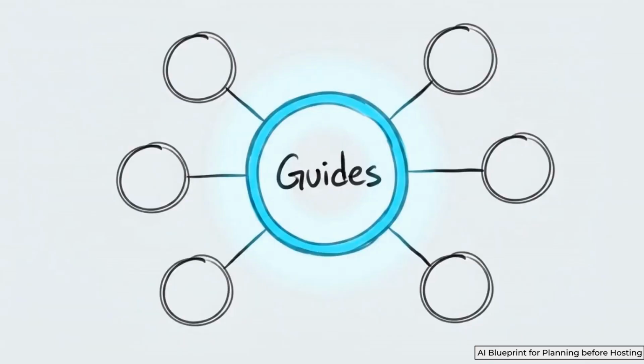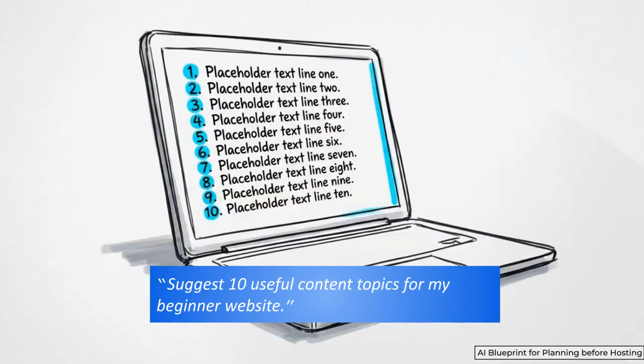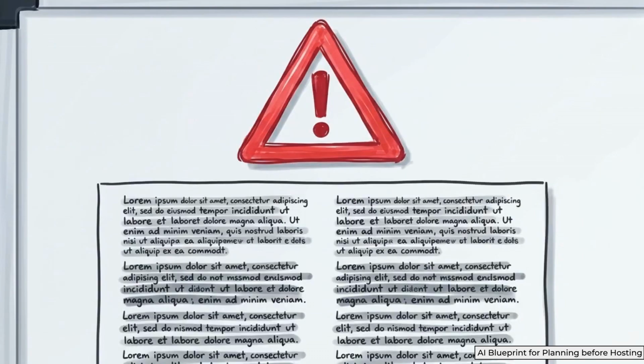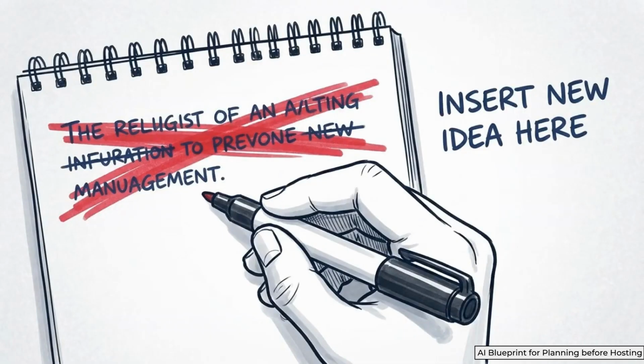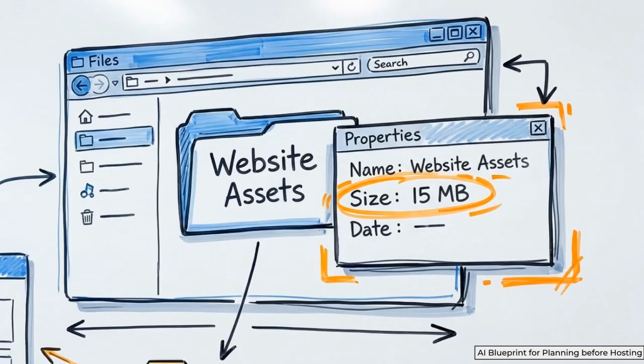To populate these pages, you need material. Use this prompt. Suggest 10 useful content topics for my beginner website. This ensures you won't be staring at a blank screen on launch day. A quick warning here. Do not just blindly copy these suggestions. Manually review the list and adjust the topics so they fit your own goals and authentic voice. By defining the exact number of pages and your first 10 articles, you now know the actual physical size of your project before paying to host it.